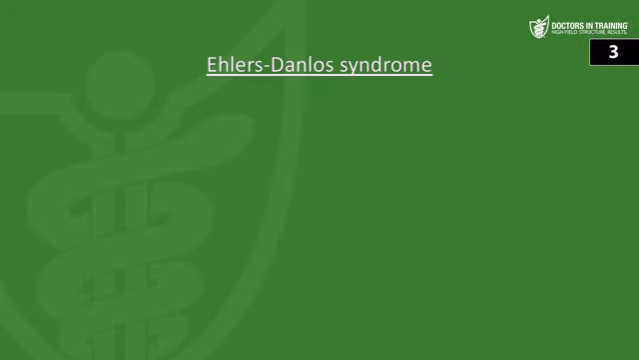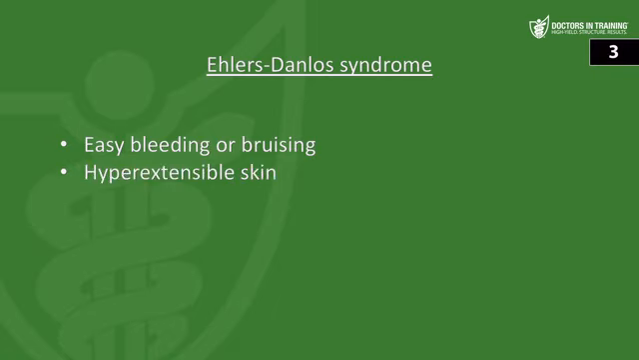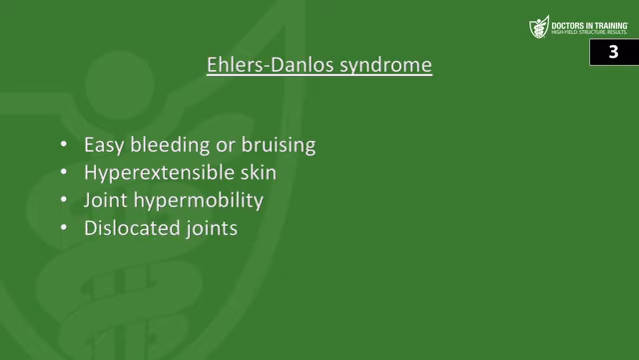Next question. What findings are associated with Ehlers-Danlos syndrome? So depending on the types of collagen that are affected, you can see things like easy bleeding or bruising. You can have hyperextensible skin. You can have joint hypermobility. And because of all this, there might be dislocated joints. That could also be aneurysms, like aortic aneurysms or berry aneurysms as well.